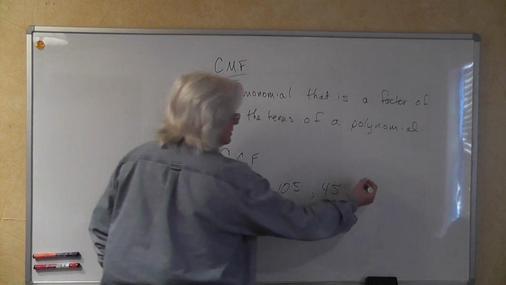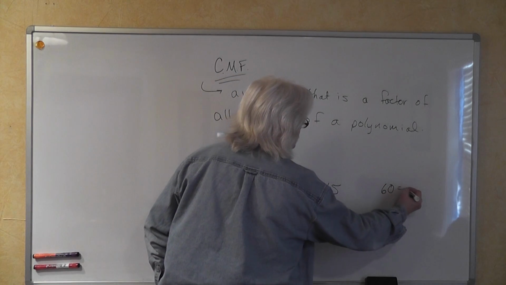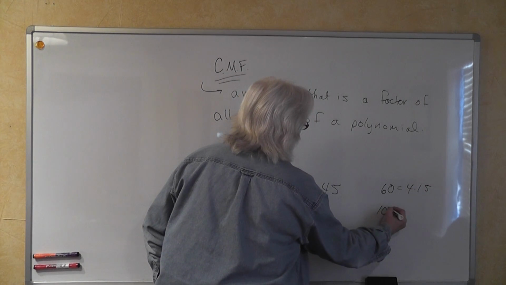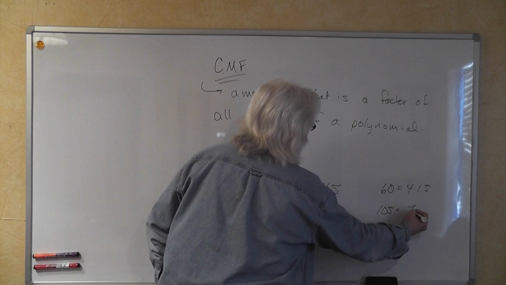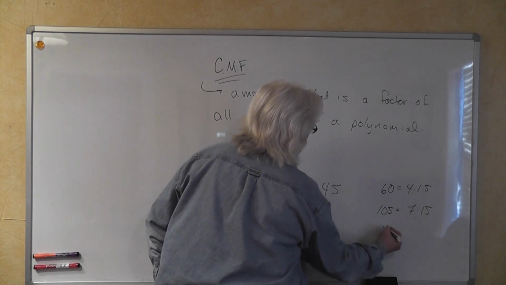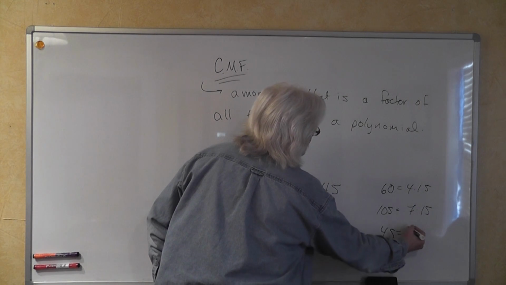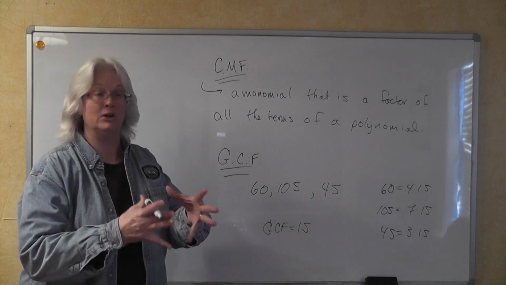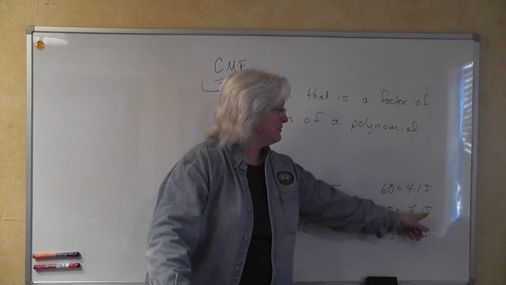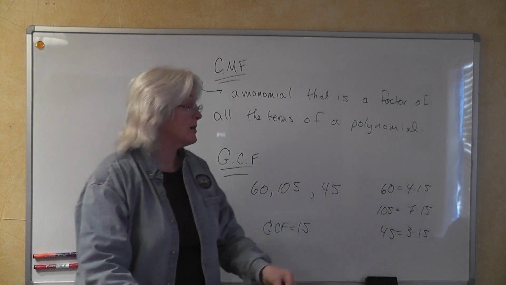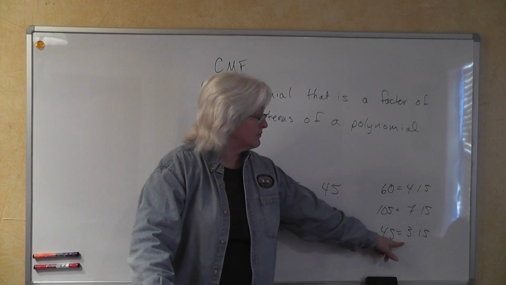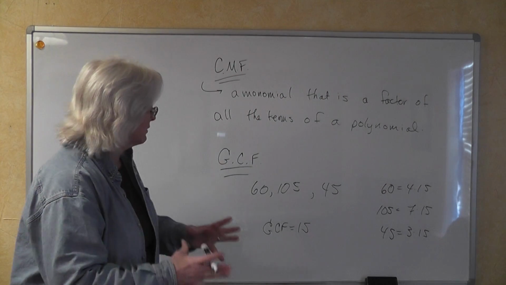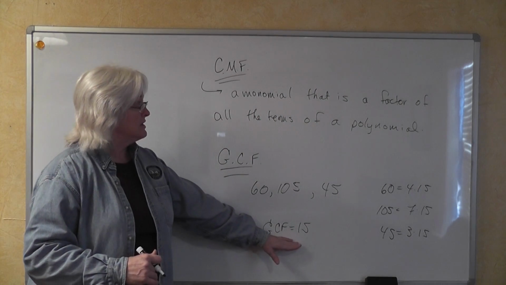Our greatest common factor of all of these is 15 because 60 was 4 times 15, 105 was 7 times 15, and 45 is 3 times 15. You can see here the 15, 15, 15 that we have in common, and then we have a factor of 3, a factor of 7, and a factor of 4 left over, so our greatest common factor is 15.